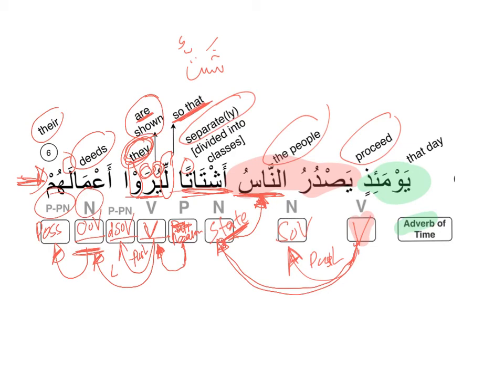Li yurau, although it's a particle of reason, it's still a particle, right? So it's like the preposition, so you have to link it because there's a gap here that needs to be filled. Therefore you link it to the previous verb, which is yasduru. So the people proceed so that they are shown their deeds. With that we have completed verse number 6, and let's go to number 7.